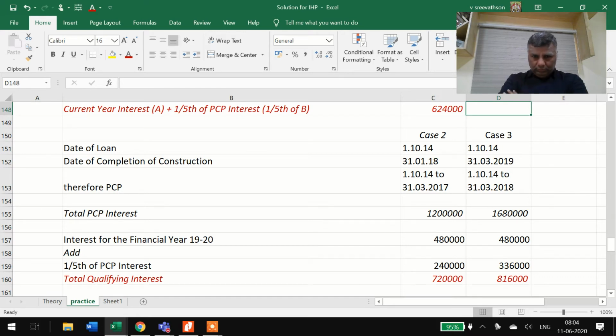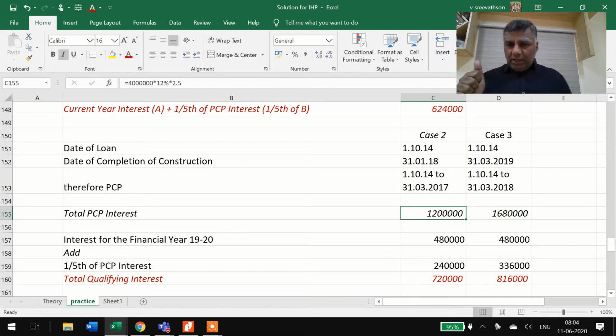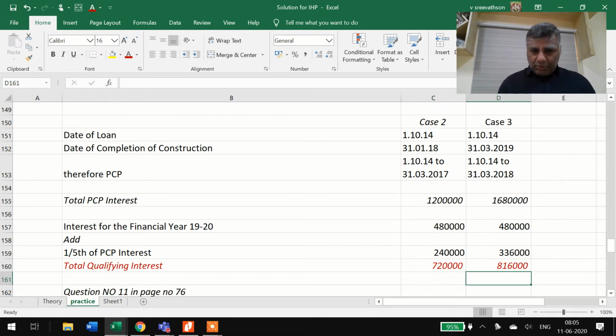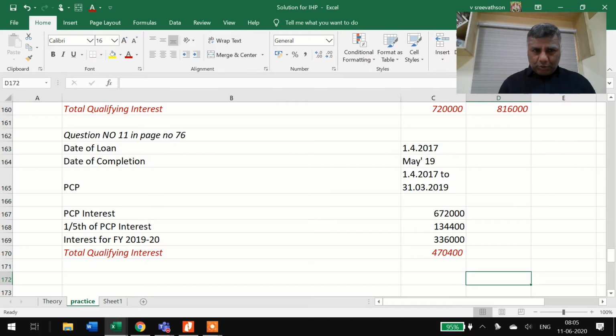Sir, can you show the 11th question? Yeah, I'll show the 11th. This is for case 2 and case 3 of the 10th question. This is 2.5 years, that is 14-15, 6 months, 15-16, 16-17. This is 3.5 years. So this is the current year interest plus 1/5 of PCP, 7,20,816, and this is the 11th question's answer.